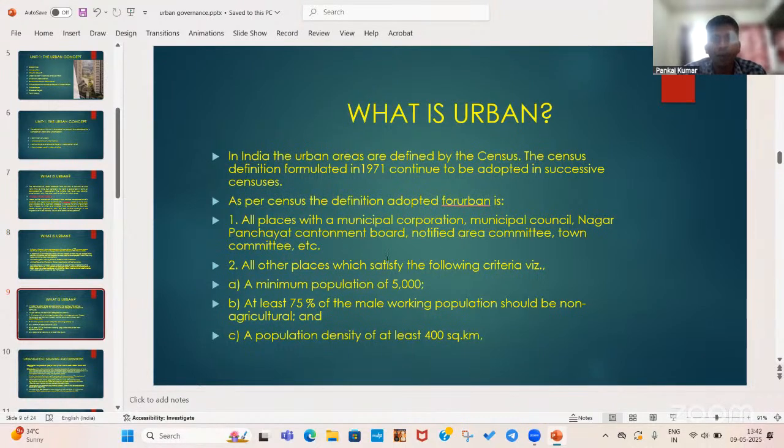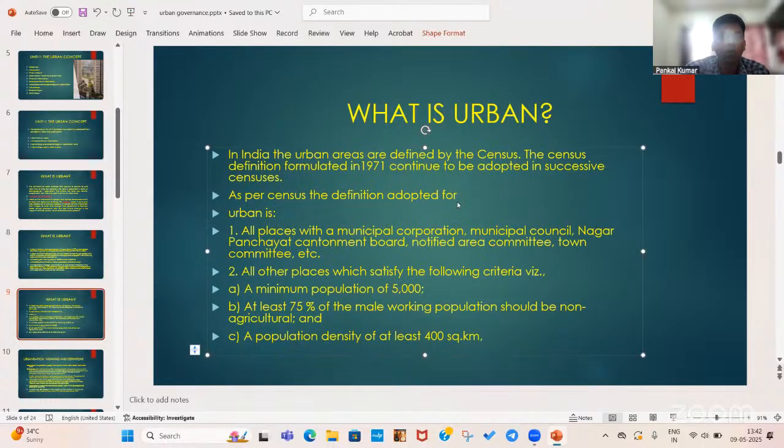Next is India. The urban area definition is basically defined by the census of 1971. According to the census of 1971, these are the criteria for urban. Number one, all places with a municipal corporation, municipal council, nagar panchayat, cantonment board, notified area committee, town committee, etc. All these places come under the definition of urban area.